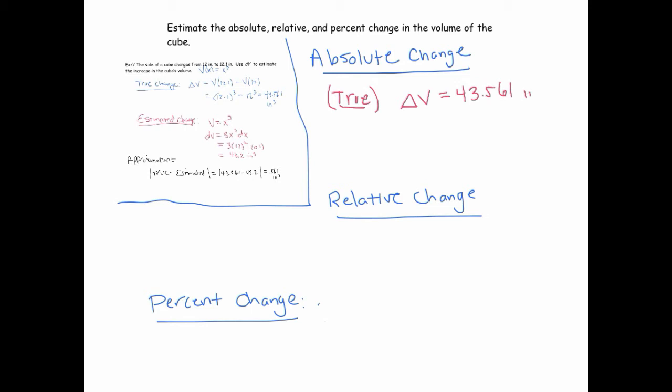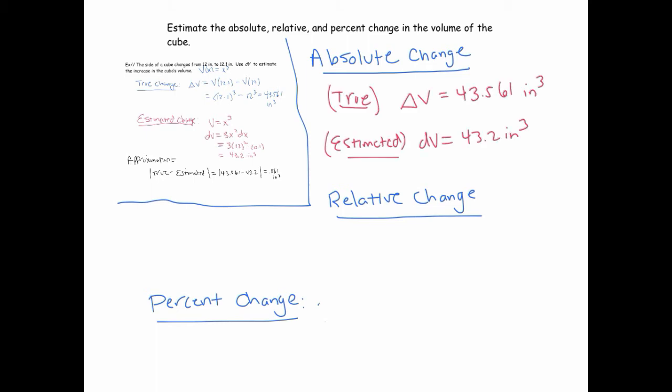The change in the volume was just 43.561 cubic inches. And our estimated change using the differential, which we'll represent as dV, we found to be 43.2 cubic inches. Right, so that's an absolute change. In terms of cubic inches, that's how much the volume would actually go up by.